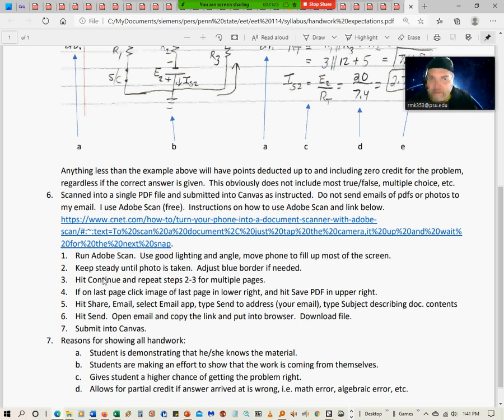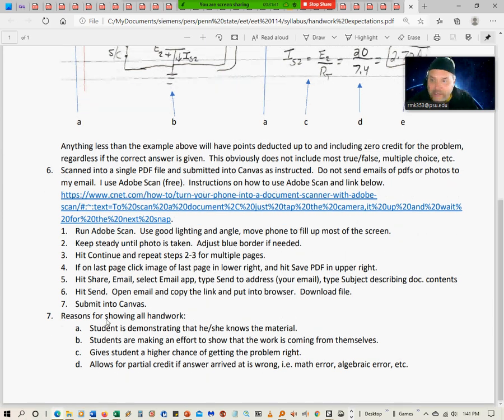If an assignment is 8 pages long, I don't want you sending me 8 different pictures, 8 JPEGs or whatever. It just makes life harder on me. And the reasons should be obvious. You're demonstrating that you know the material. You're making an effort to show that the work is coming from you. And it gives you a higher chance of getting the problem right because you're thinking through the problem and you can catch mistakes. And it allows for partial credit from me if the answer arrived at is wrong.